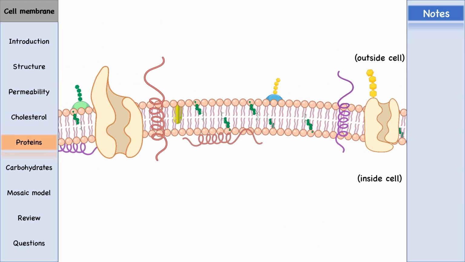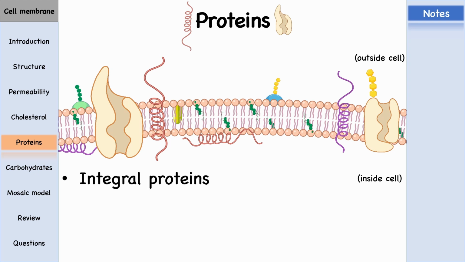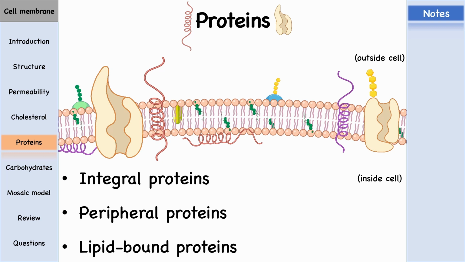The cell membrane also contains proteins, and they may be of many forms. Integral proteins that are permanently anchored or part of the membrane. Peripheral proteins which are temporarily attached to the membrane. And lipid-bound proteins which lie between the two phospholipid layers.